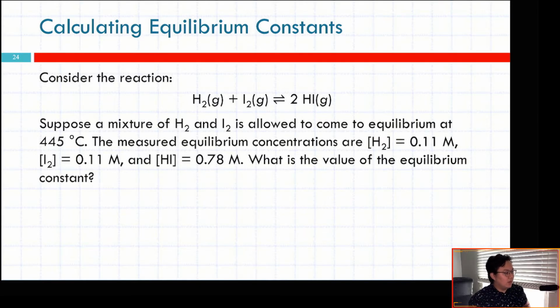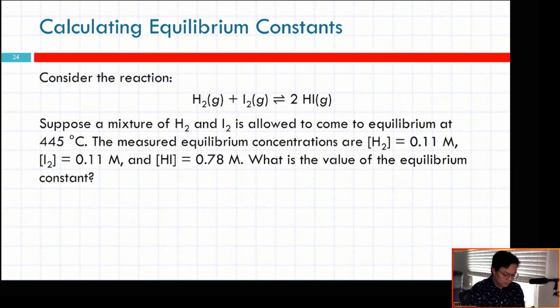So let's consider this reaction. Again, we've got our hydrogen and our iodine. They are reacting to form hydroiodic acid. So we've got this mixture that comes to equilibrium at 445 degrees C. The measured equilibrium concentrations are 0.11 molar, 0.11 molar, and 0.78 molar. What is the value of the equilibrium constant?